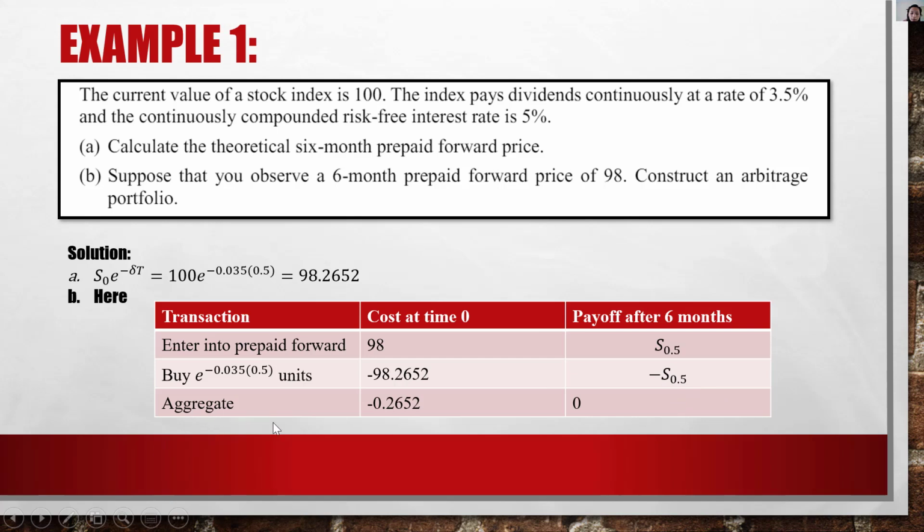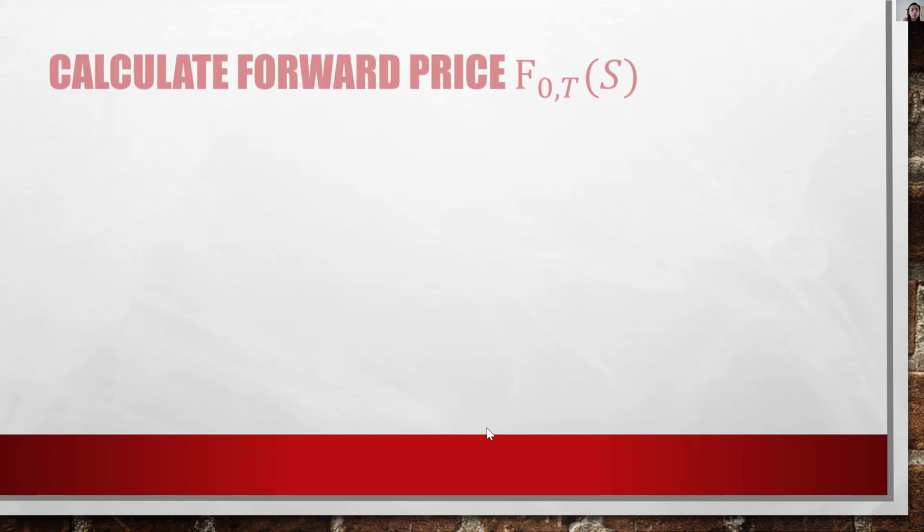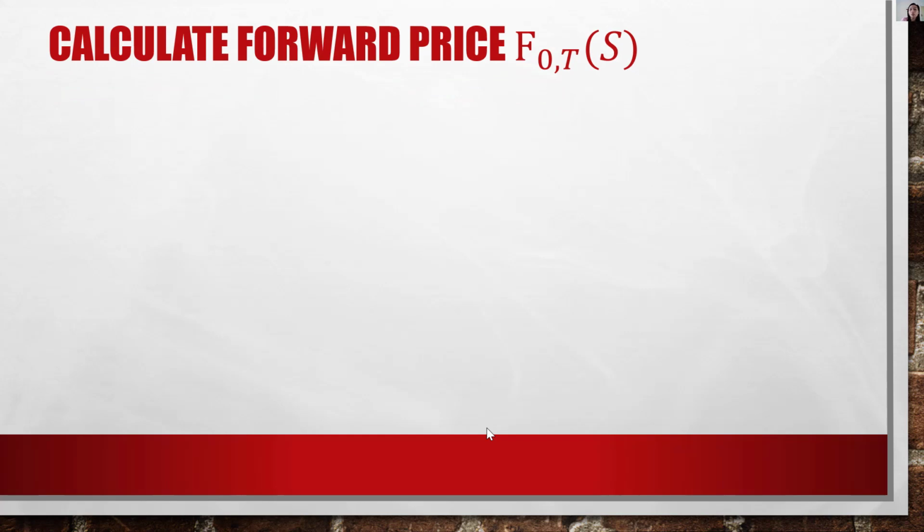And the aggregate here, we basically take line subtract by line. So we got negative 0.2, we add up, so we got negative 2652 is the aggregate. See that? So this is how we construct the portfolio. Now, next, calculate the forward price.